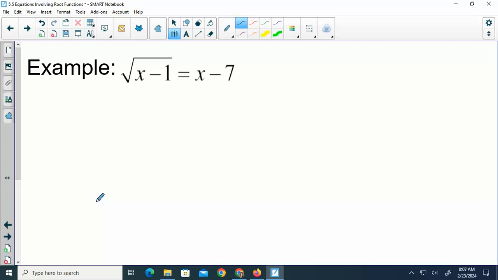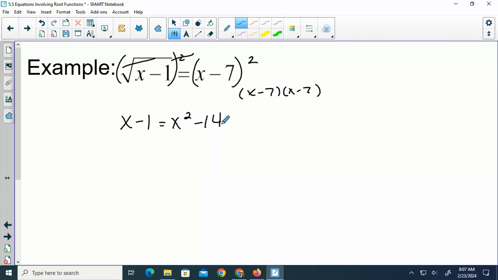The radical is by itself. However, I can't just go through and square each term. We have to think of it as you're keeping it balanced. So whatever you do on one side of the equal sign, you do on the other. On the left, the square root and the square root cancel out. What happens on the right? The whole thing gets squared. So how do we do that? FOIL. It means we have x minus 7 twice. So x squared minus 14x plus 49. So now, what do we do?